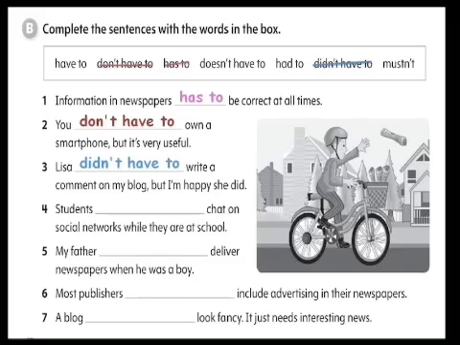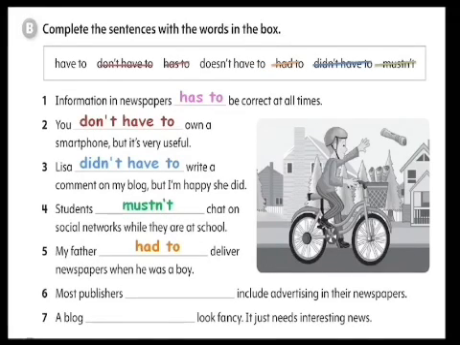Now let's move to number 4. Students mustn't chat on social networks while they are at school. Because they are at school, it's not allowed. Number 5. My father had to deliver newspapers when he was a boy. In the past, he had to do this thing.